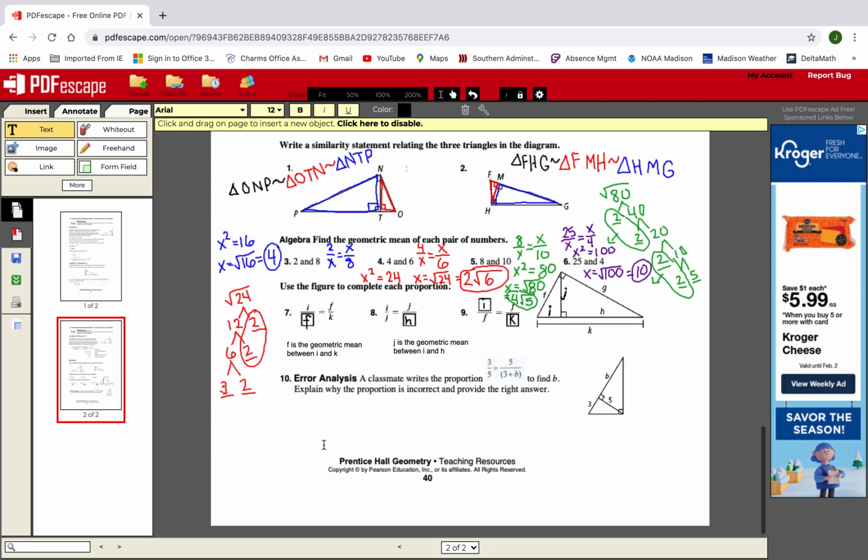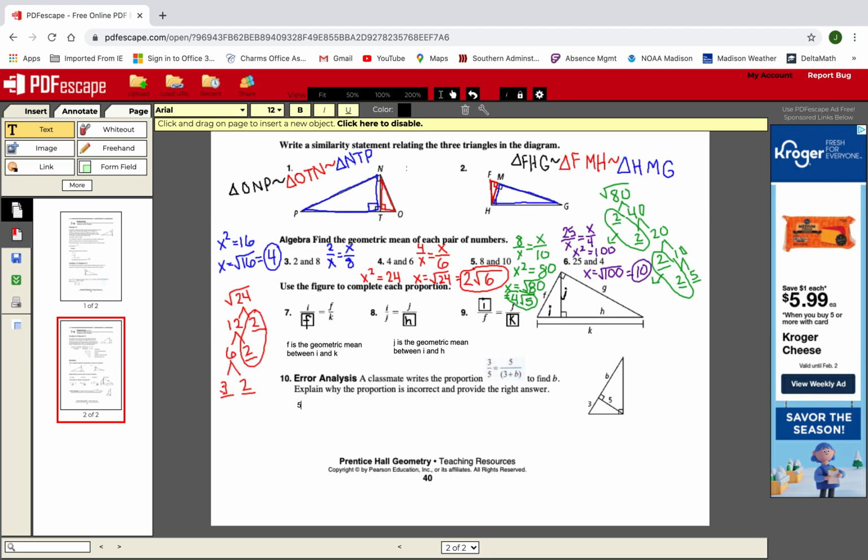All right, on 10, error analysis. A classmate writes this proportion. This is showing 5, which is the altitude, and we know the altitude is the geometric mean between the pieces. So 5 would actually be the geometric mean between 3 and B. This is showing 5 is the geometric mean between 3 and 3 plus B. Okay, so we need to explain this a little bit better.